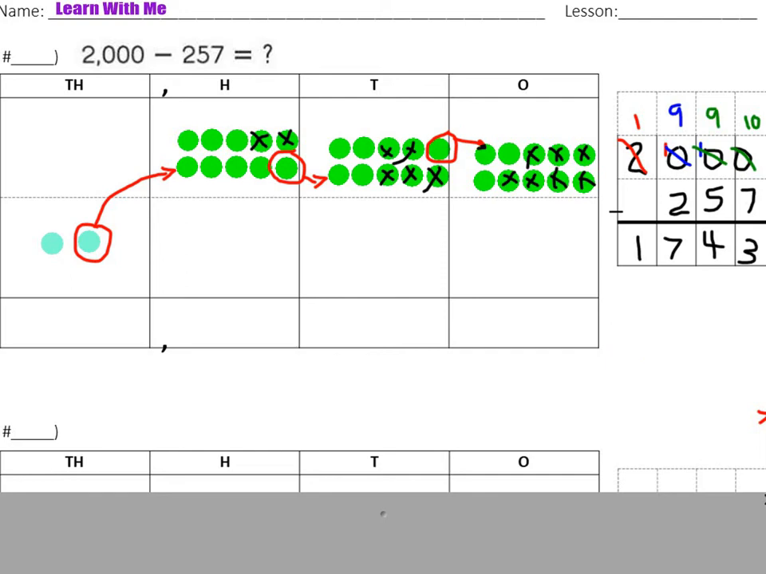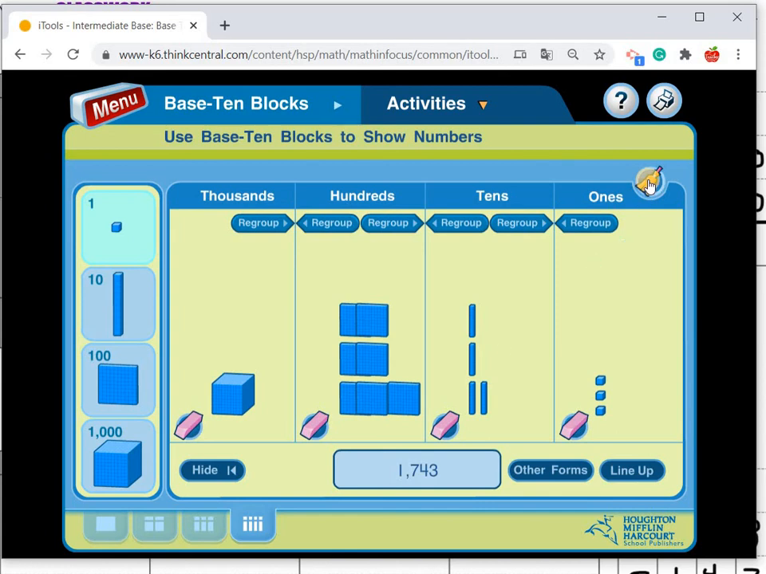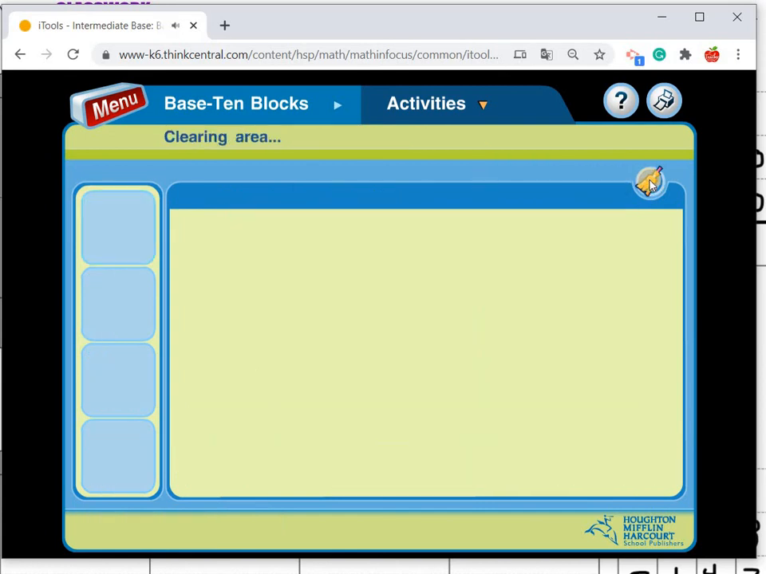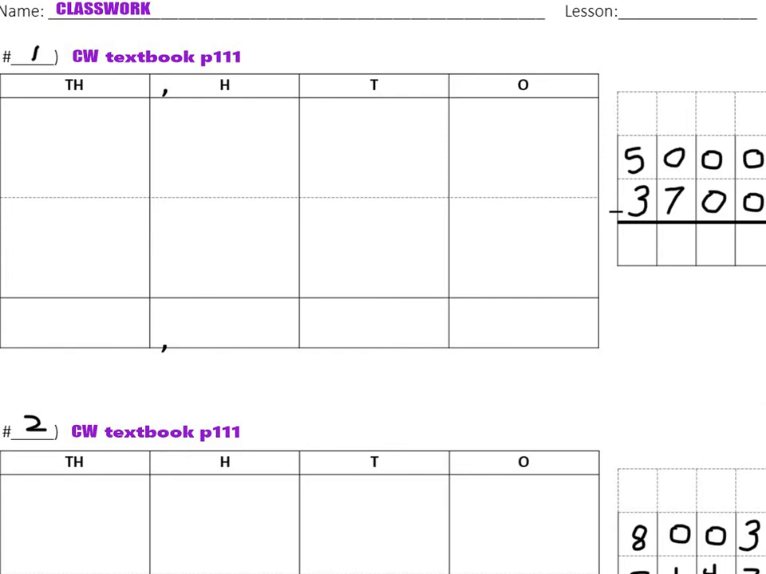All right, let's do one more. Now, I want you to set up this math problem. 5,000 minus 3,700. And you can open up the iTools, and you can use the iTools. I'm going to use the eraser to clear the mat. So you can use the iTools to help you do this if you want to. Please do this math problem. You're going to press pause. When you press play, the answer will be there.